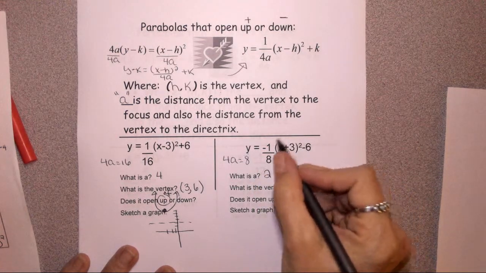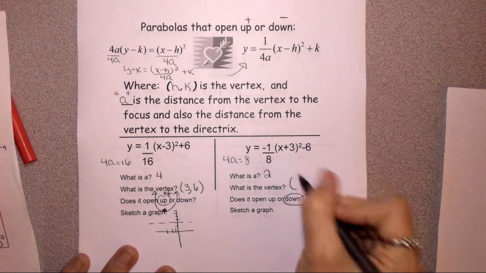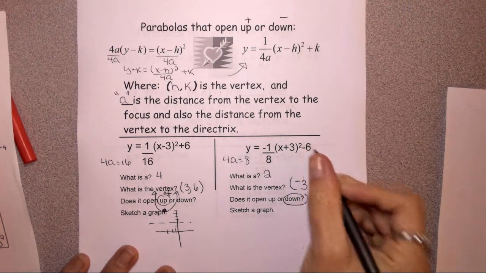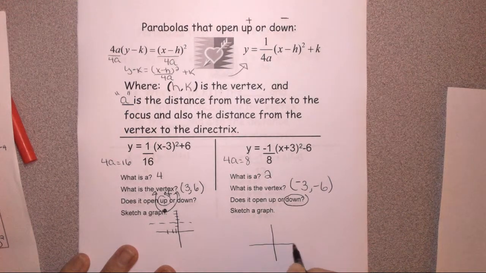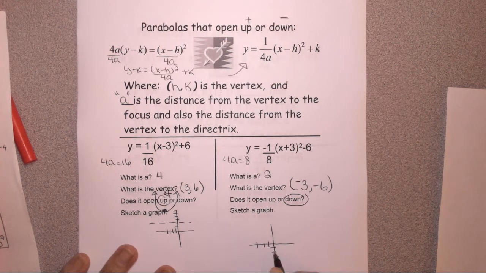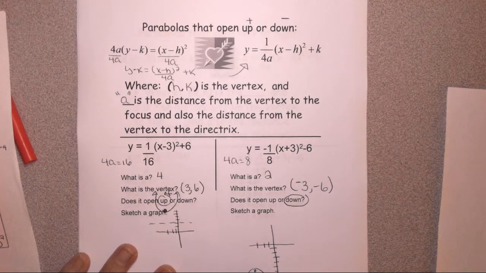The vertex is going to be the opposite x coordinate for what's in the parentheses. So it's going to be negative 3, negative 6. And again, we're just doing a simple sketch. So I'm going to go left 3. Oh, I did this picture wrong. And down 6. 1, 2, 3, 4, 5, 6. It's going to open down.